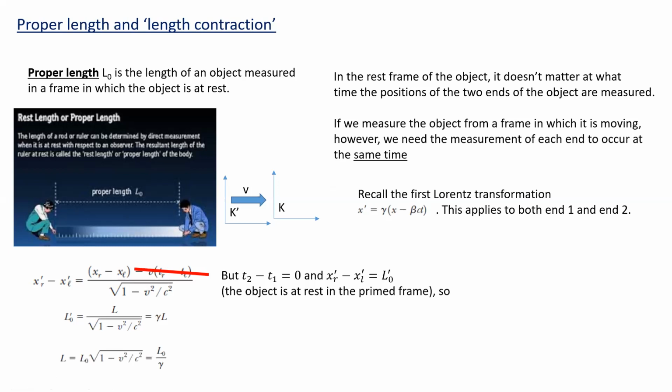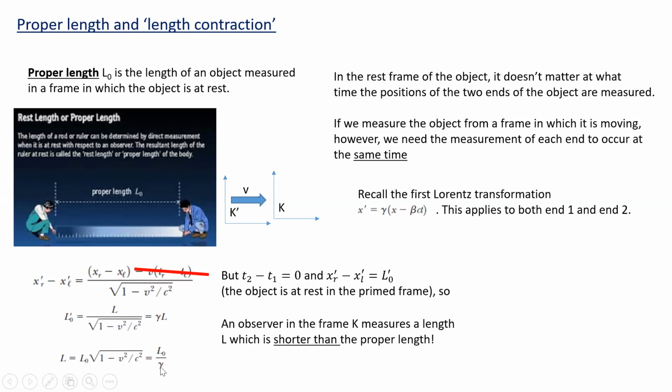And so we get L is equal to L naught prime over gamma, but L naught prime is equal to L naught because all proper lengths are the same in every frame. So we get L is equal to L naught over gamma.